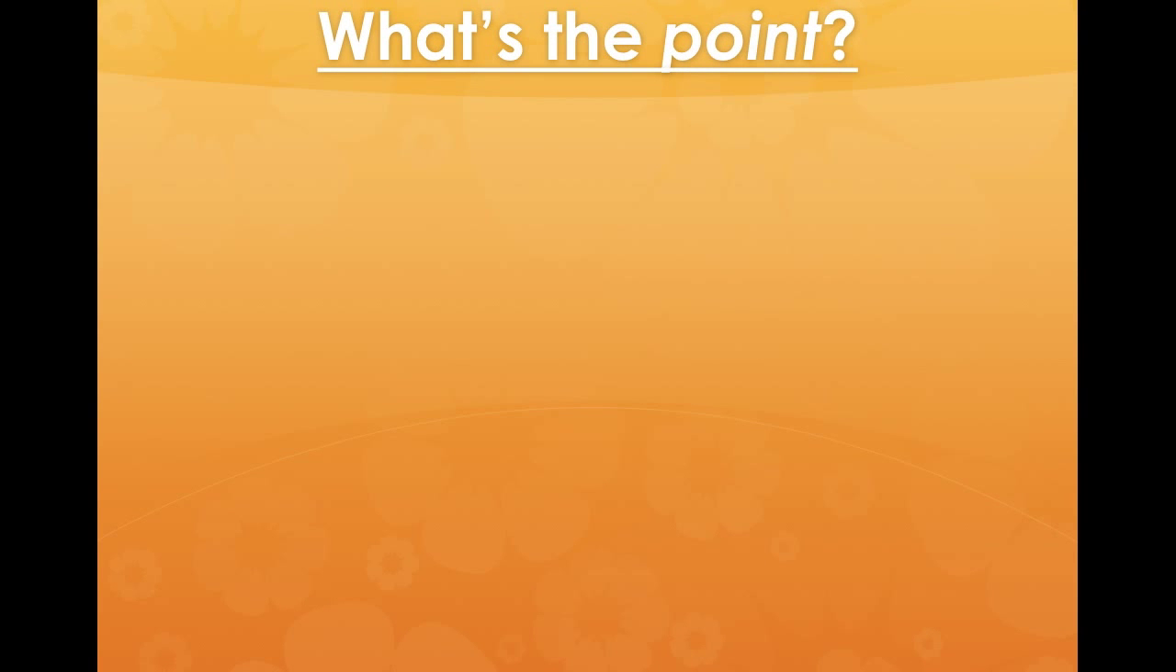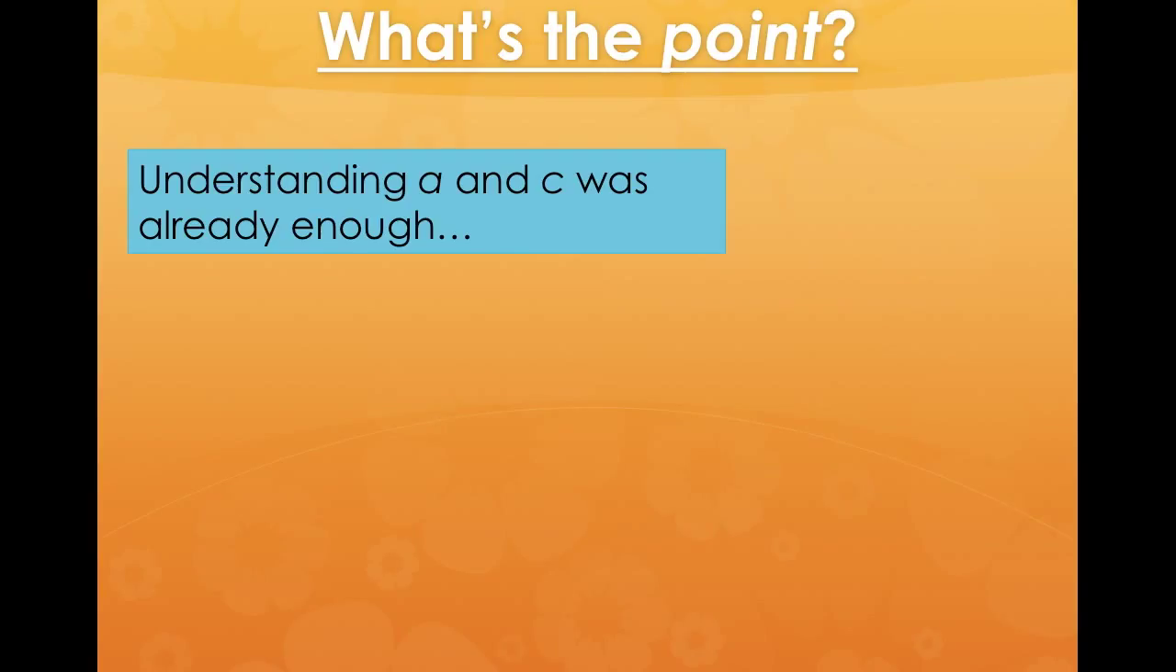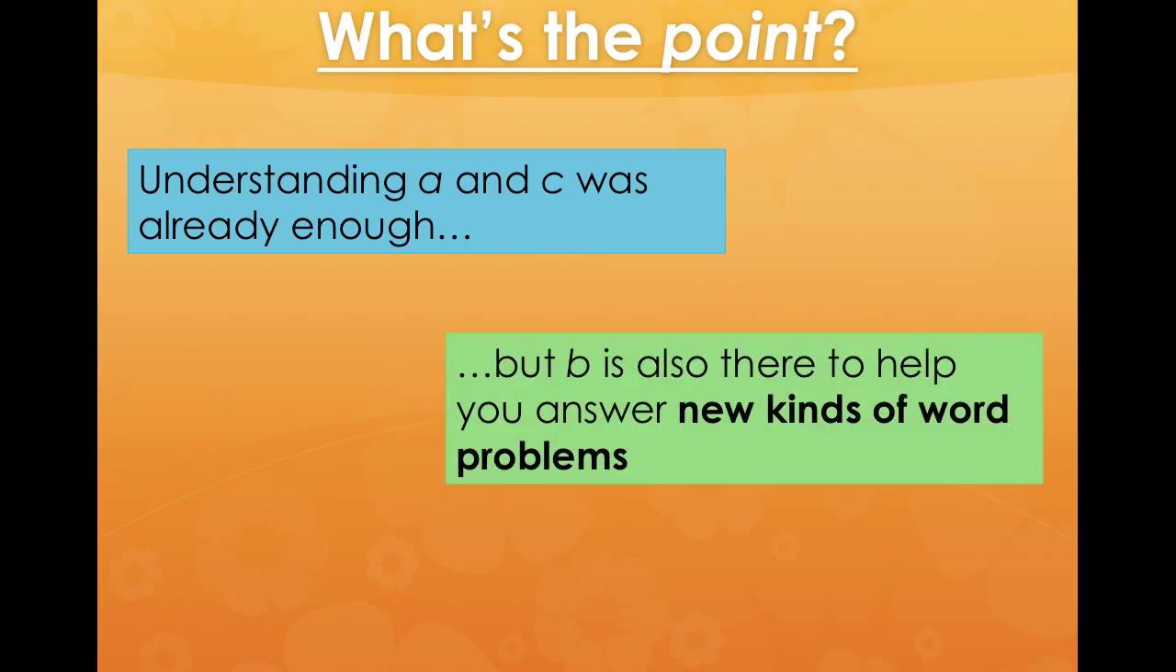But what's the point, really? Understanding a and c was already enough. We were first introduced to it on the graph, then I showed you its purpose in word problems. And that is what b is there for. B is a different way to answer word problems.